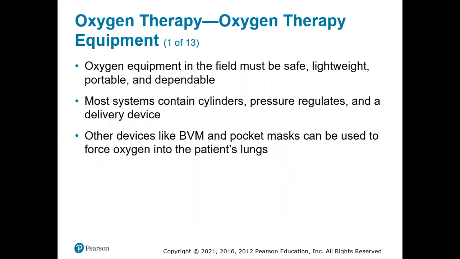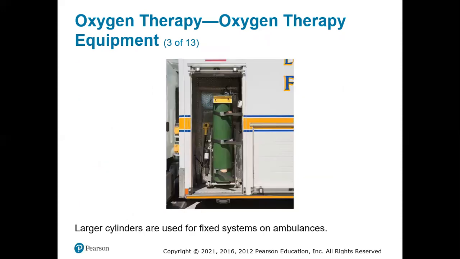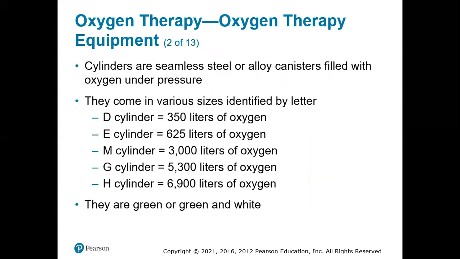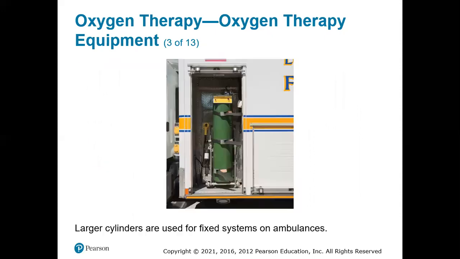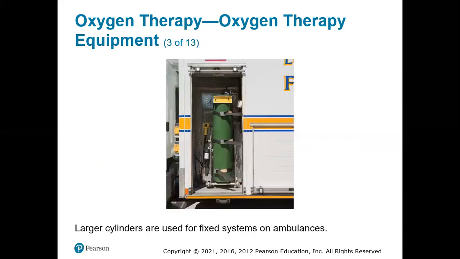Most systems have cylinders, pressure regulators, and of course the delivery device. Your cylinders come in various sizes. Your D cylinder is the smallest one, and it goes way on up to an H level. They're green or green and white. So this one right here is probably, I'm guessing, an M cylinder. Those are big, those are the ones that are basically feeding the ambulance ports for oxygen. Your smaller ones, your D and E, are more common on the cots and in your jump bags.